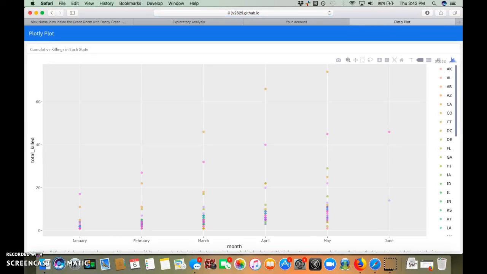Here on our dashboard, you can see the distribution of those killings by month as well as by state. And by clicking on any state, for example, California, you can see the number of killings by month.